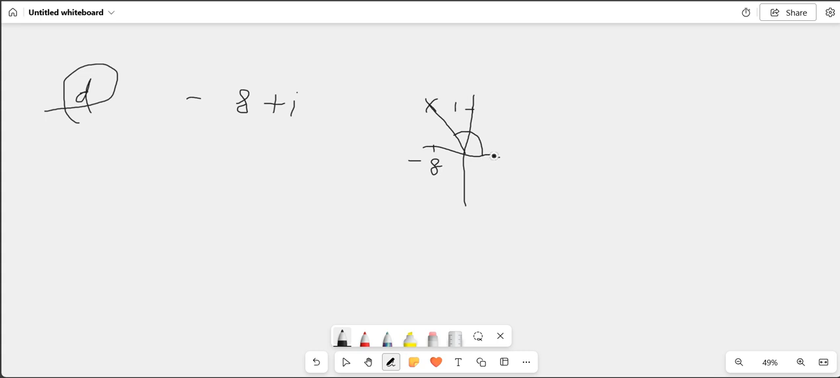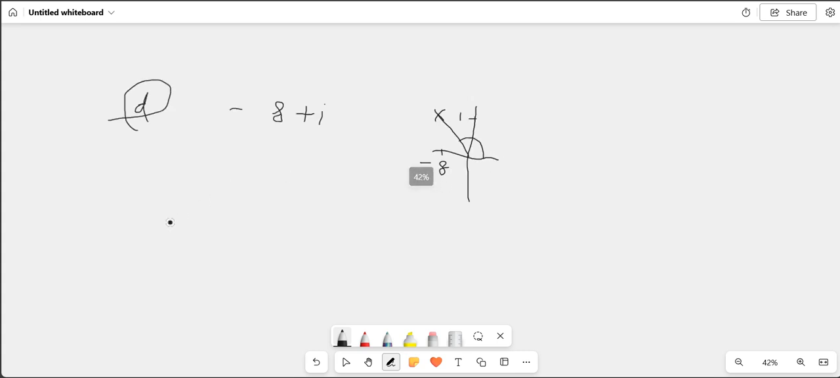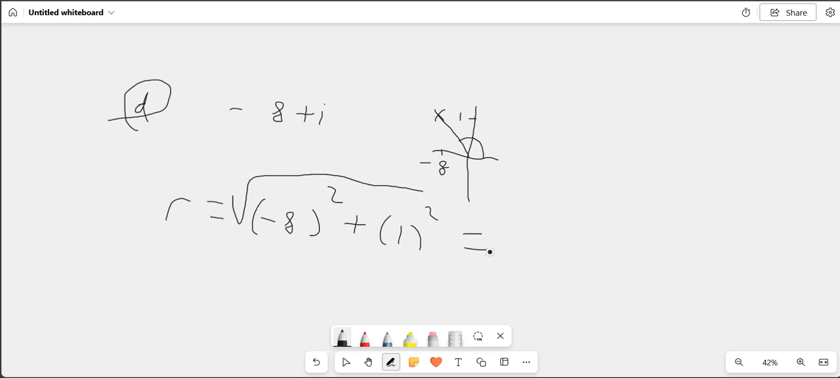So I need to find this angle here. How do I find that angle? Obviously, let me find r first. So 8 squared plus 1 squared, square root. That's going to get you root 65.